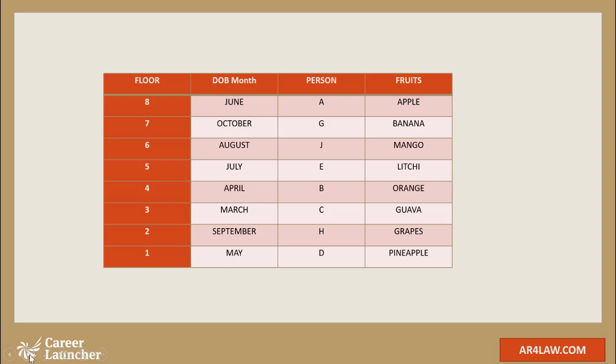So floor number 8: A is there, birthday month June, fruit apple. Floor 7: G, October, banana. Floor 6: J, August, mango. Floor 5 is E, July, lychee. Floor 4 is B, April, orange. Floor 3 is C, March, guava. Floor number 2 is H, September, grapes. And floor number 1 is D, with birthday month May and fruit pineapple.